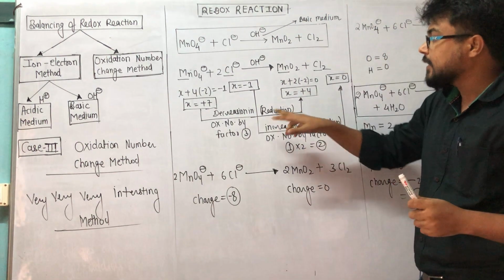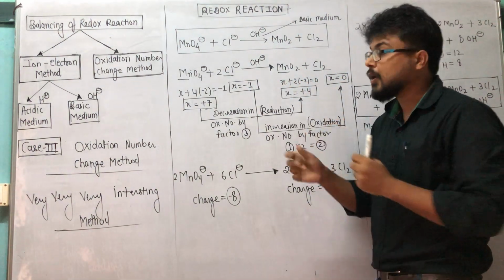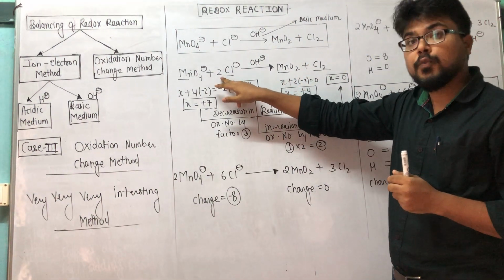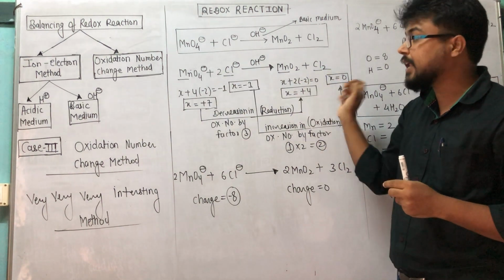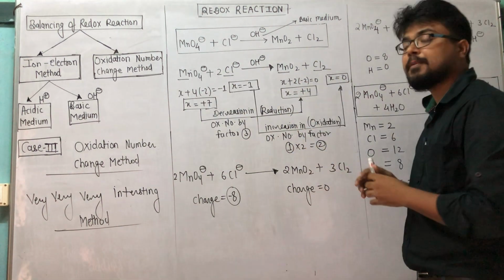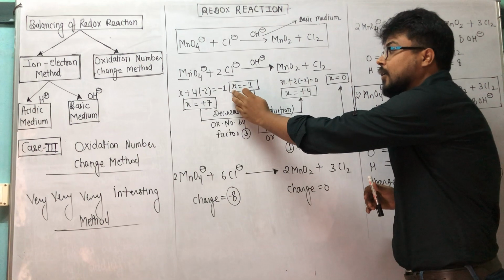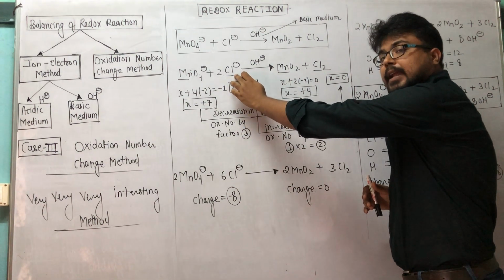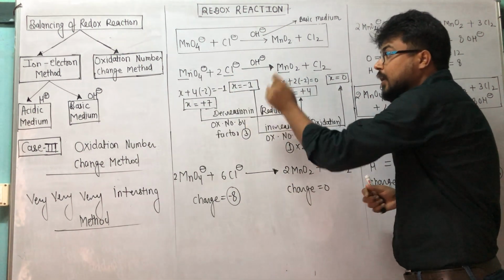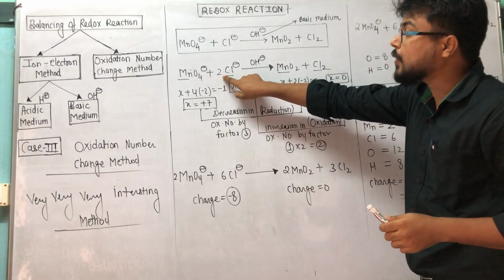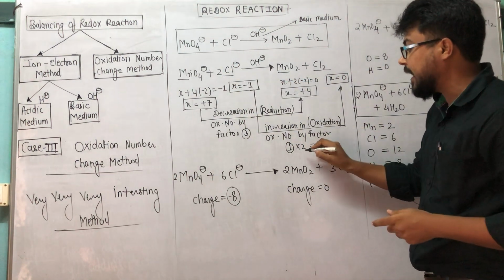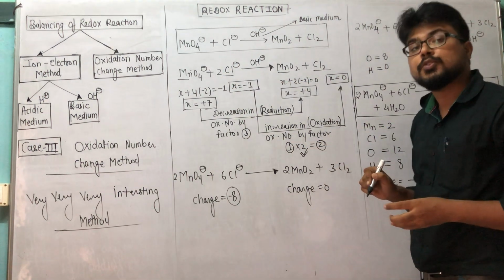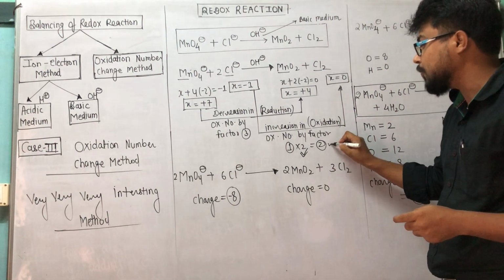But students, the factor will not be 1, because here I put 2 for balancing chlorine atoms, so I have to multiply, because I calculated the ox number of one element or one atom or one ion. Because two chloride ions are there, that's why I have to multiply with this 2. So that factor will now be 2.